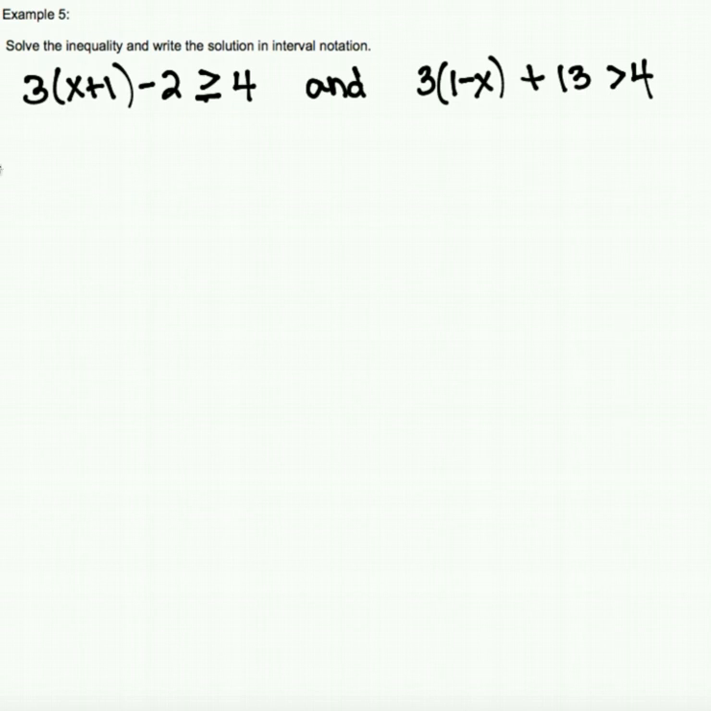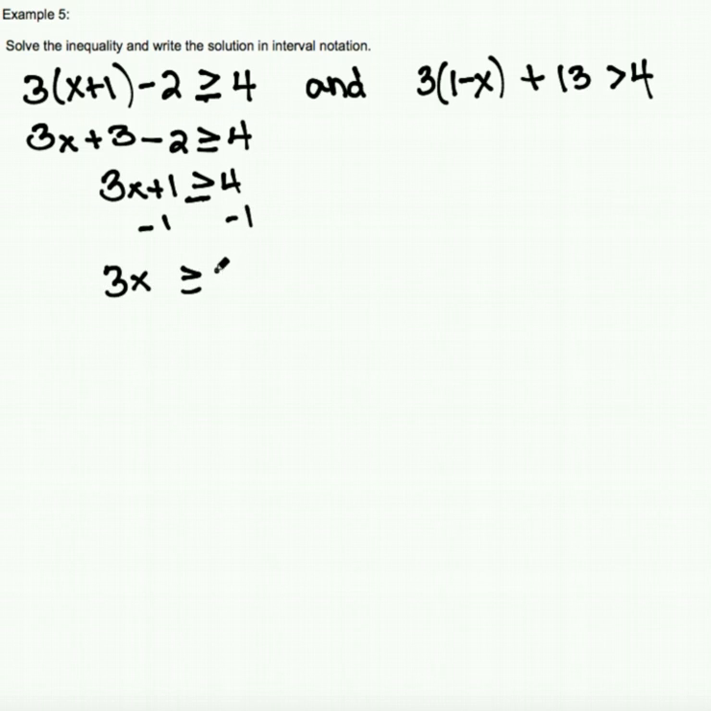On the left-hand inequality, I'm going to distribute the 3 first. That leaves me with 3x plus 3 minus 2 is greater than or equal to 4. I'm going to combine like terms. 3 minus 2 is going to give me 1. So I have 3x plus 1 is greater than or equal to 4. Subtract 1 from both sides. I have 3x is greater than or equal to 3. And my last step would be to divide both sides by 3. So I have x is greater than or equal to 1.